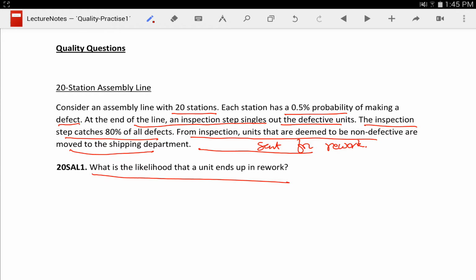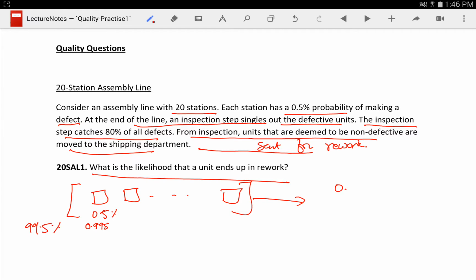Well, first we need to find out what percentage of the units are good or what units are defective. The easiest way to do this is to find out the yield of the process first. That's easier because there are 20 steps and we know the defect rate of each step is 0.5%. So the yield of each step is 0.995, because 99.5% is the same as 0.995.